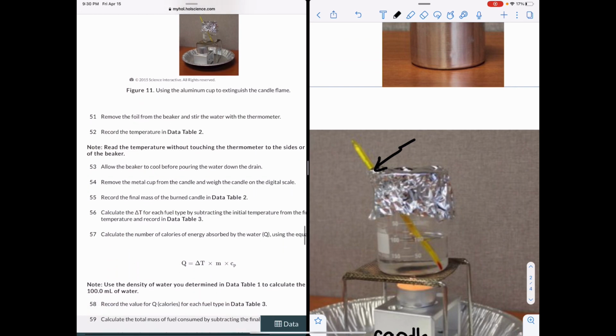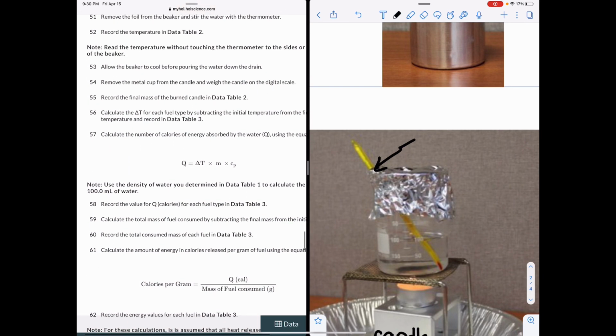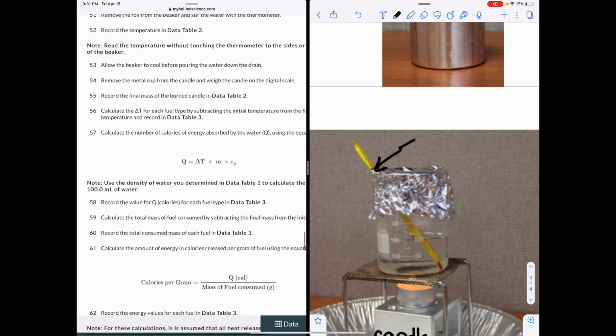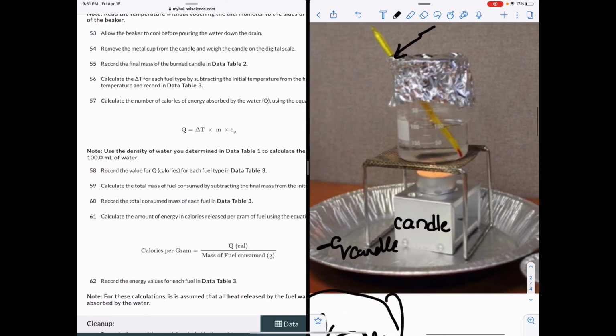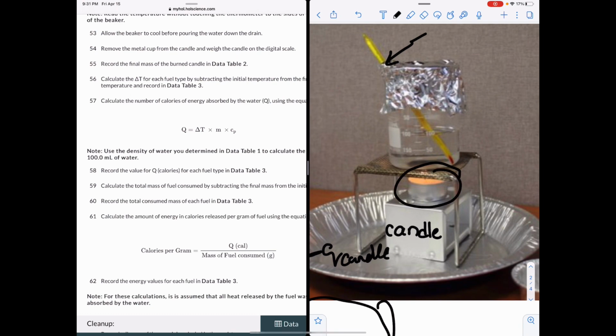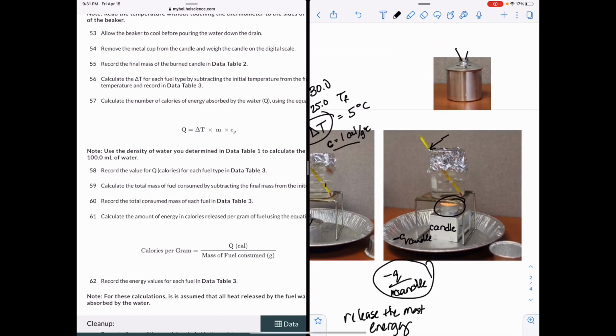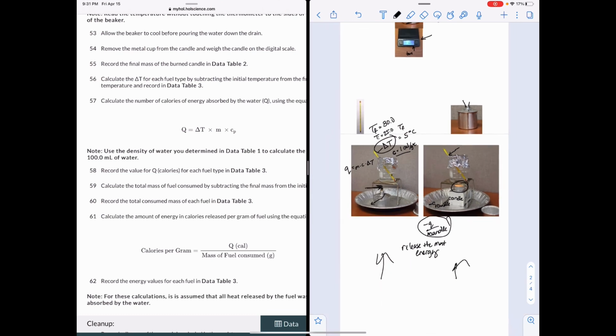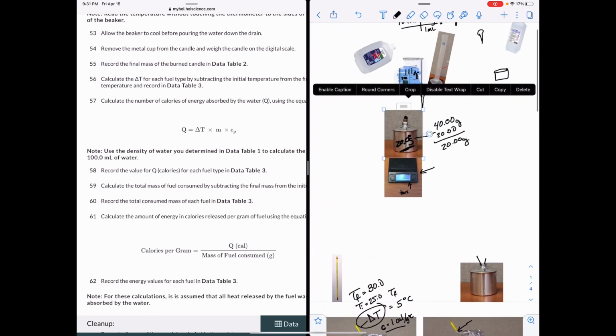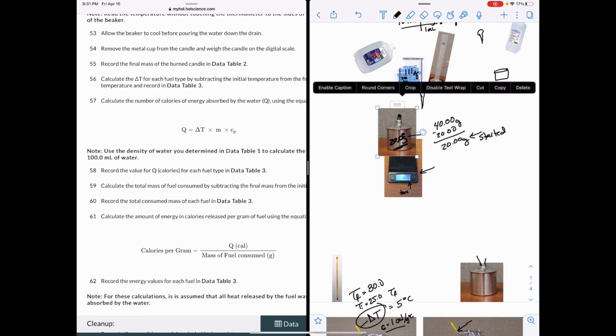And then when you're done, you'll just let your beaker cool, pour your water down the drain, remove that metal cup. You can use the metal cup to extinguish the candle, record the final mass of the candle. So yeah, because you're going to need to know how much of this was burned. You actually have that step in here, and I didn't actually say it, but after you're done with everything, and this would be how much you started with. After you do the whole experiment, you're going to go back and put this back on here. It's going to have a lower number.